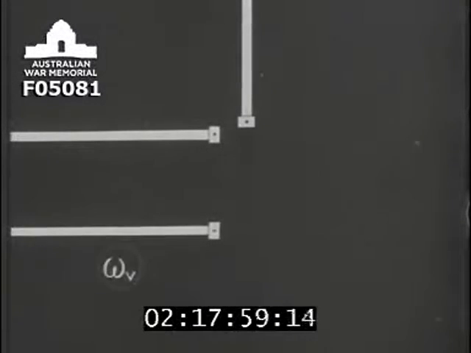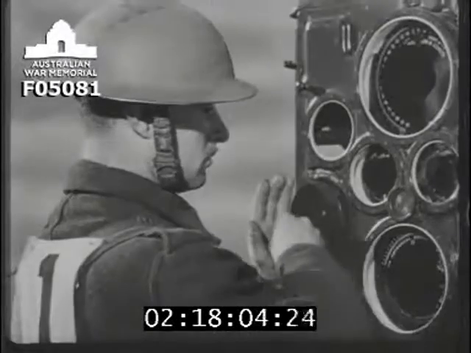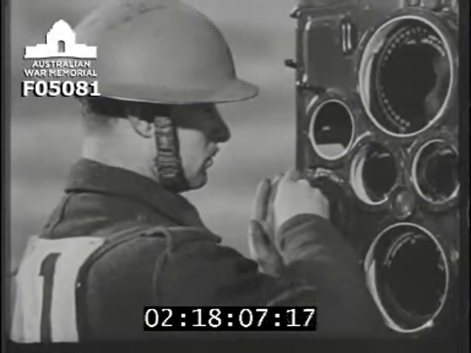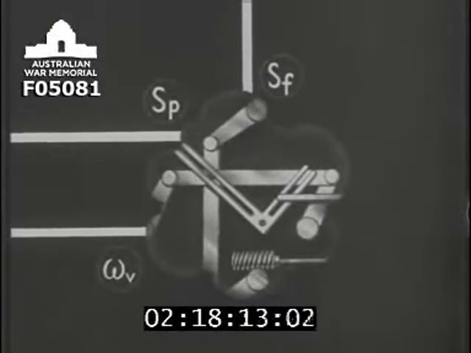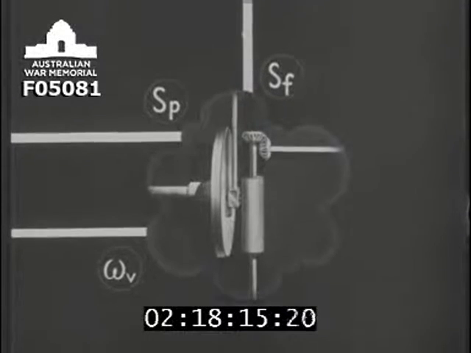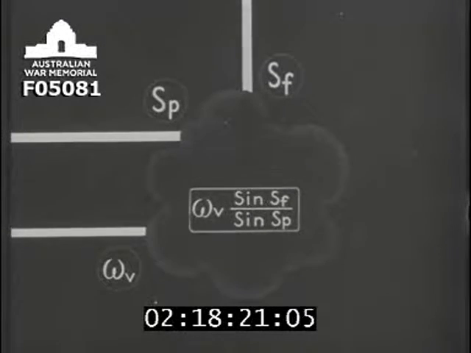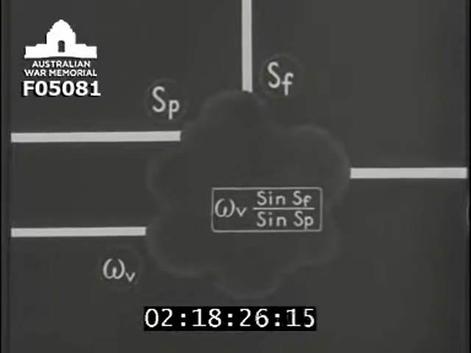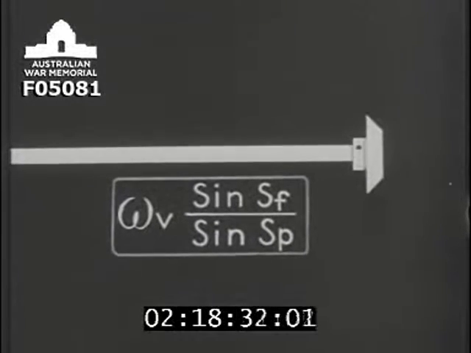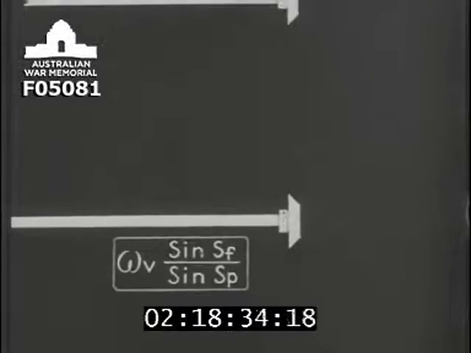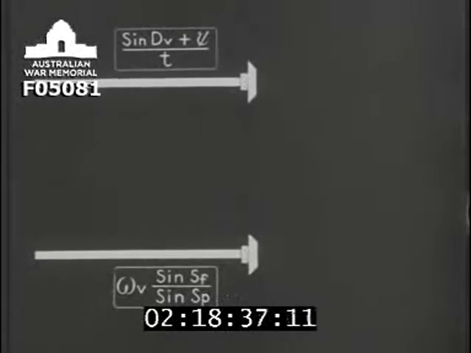Here is omega v. He also produced sp, which, added to number 1's effort at dv, gave us sf. Another triangular linkage and a ball and disc mechanism produce sin sf over sin sp multiplied by omega v. This, as we've shown you in part 1, is the other side of our elevation equation. This is also a rate. Here are the two rates the instrument has produced.